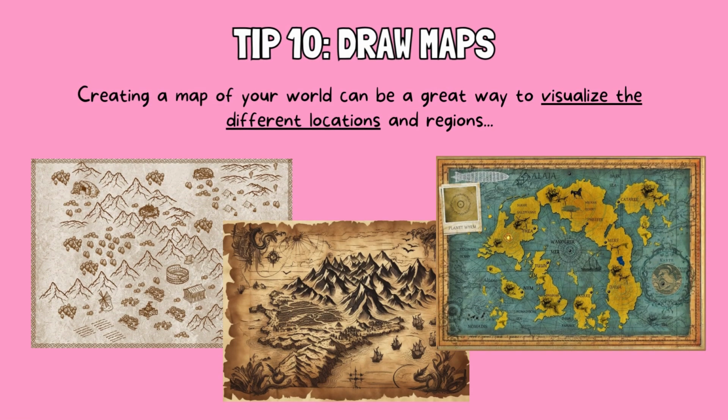Tip 10. Draw maps. Creating a map of your world can be a great way to visualize the different locations and regions, sparking new ideas and helping you establish the geography and travel routes within your world. This map can be as simple or detailed as you like, but the act of putting it on paper can spark new stories, conflicts, and points of interest waiting to be explored.